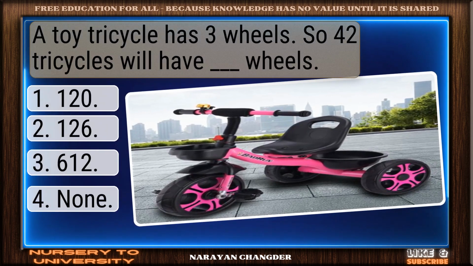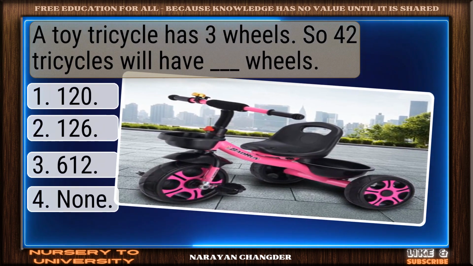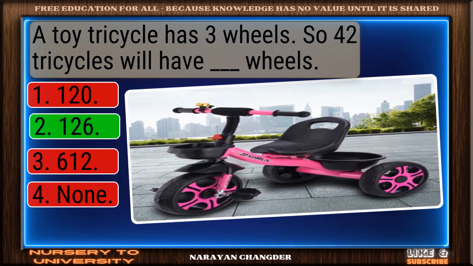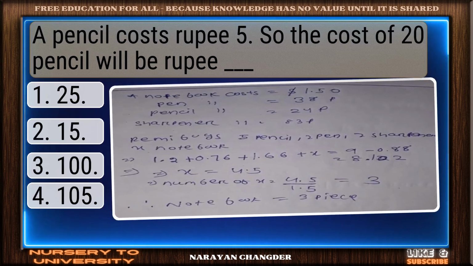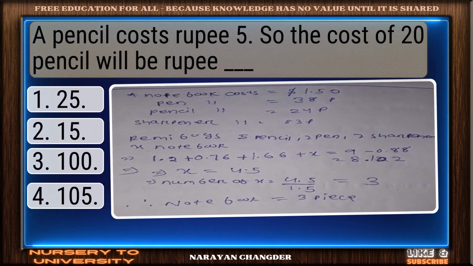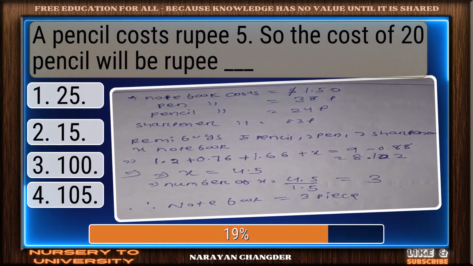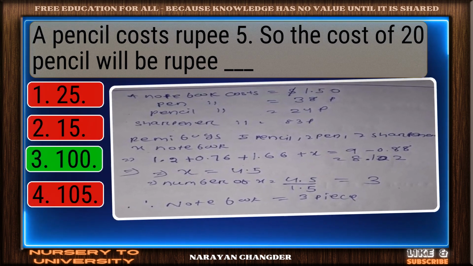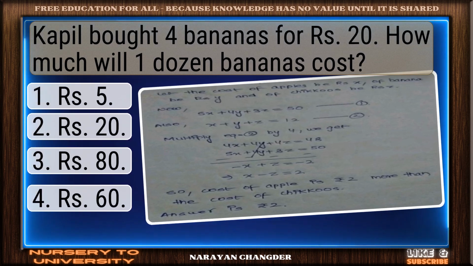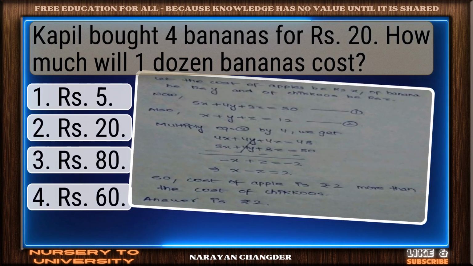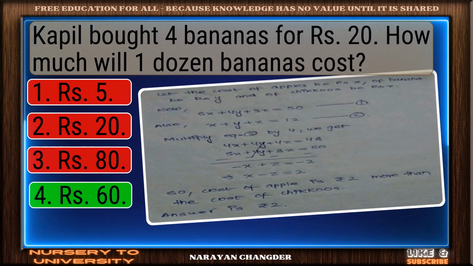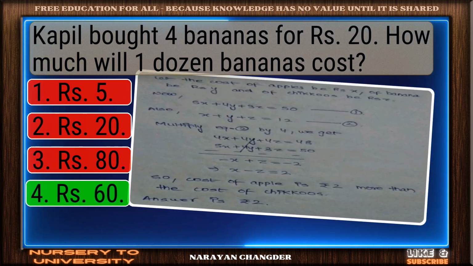A toy tricycle has 3 wheels, so 42 tricycles will have dash wheels. Right choice. 126 is the best answer. A pencil costs rupee 5, so the cost of 20 pencils will be rupee dash. On track. 100 is the correct answer. Kapil bought 4 bananas for Rs 20. How much will 1 dozen bananas cost? You got it. Your choice of 60 is right.